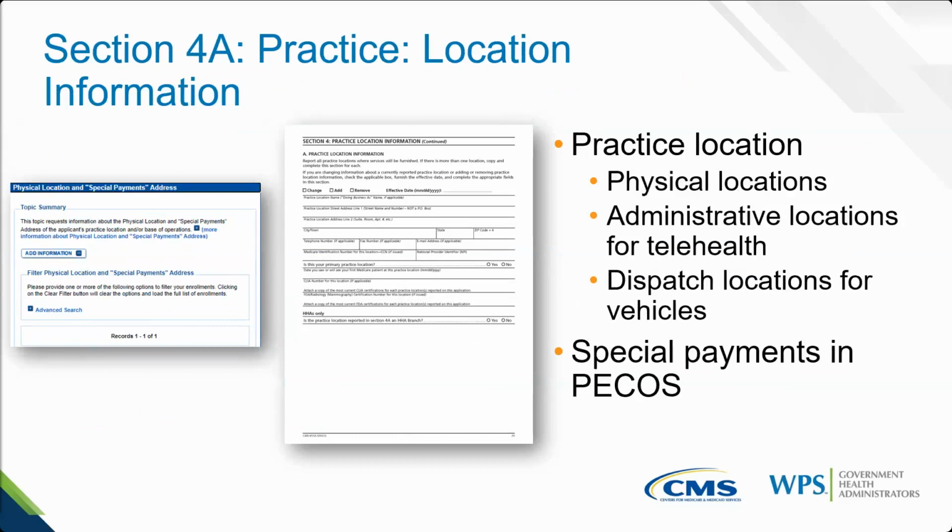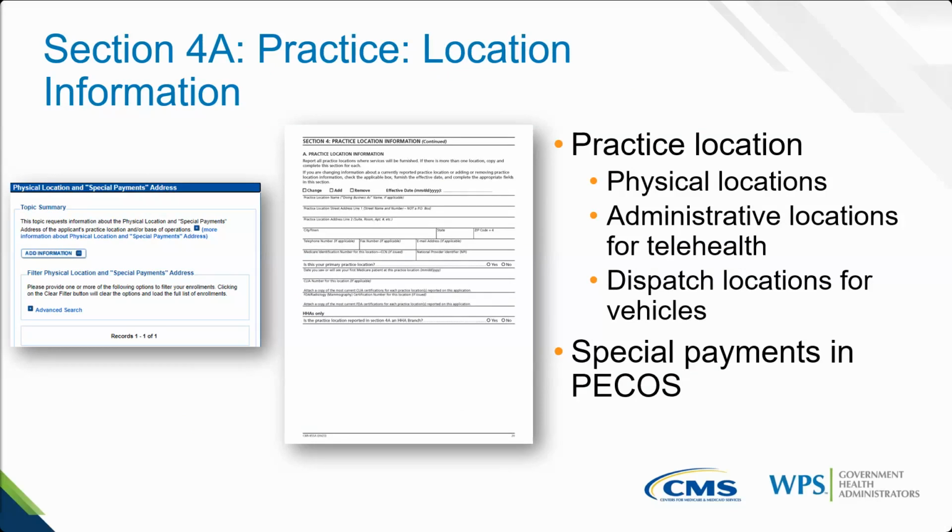Moving on to section 4. We start out with practice location information. So practice location information is where you're going to report any location that needs to be reported under this provider type, this tax ID, this legal business name. If you're having subunits, you're going to report those here as well.